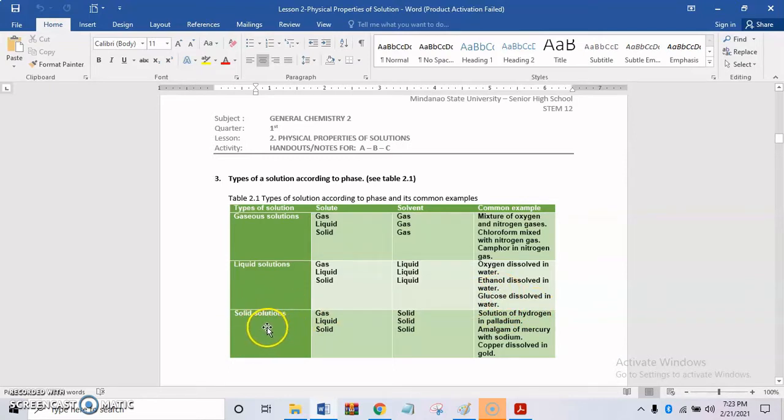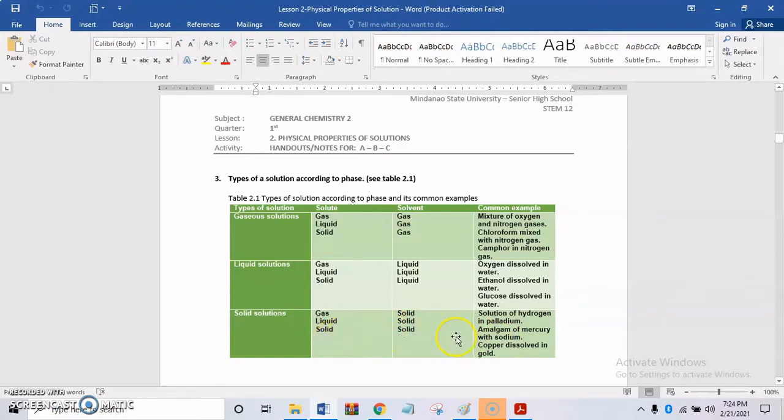Next type of solution is solid solution. The solvent here is solid. And the gas is as a solute dissolved in a solvent. For example, niyan is a solution of hydrogen in palladium. Palladium is an element, is a metal element, and hydrogen gas. Okay? Liquid and solid. Liquid to solid. Amalgam of mercury with sodium. Mercury is a liquid element and sodium here is solid.